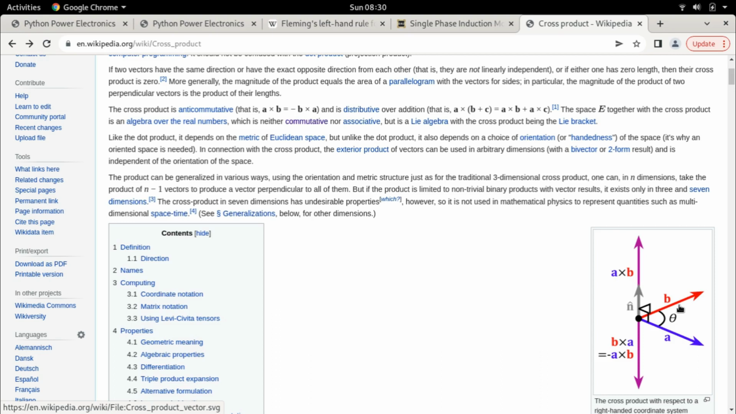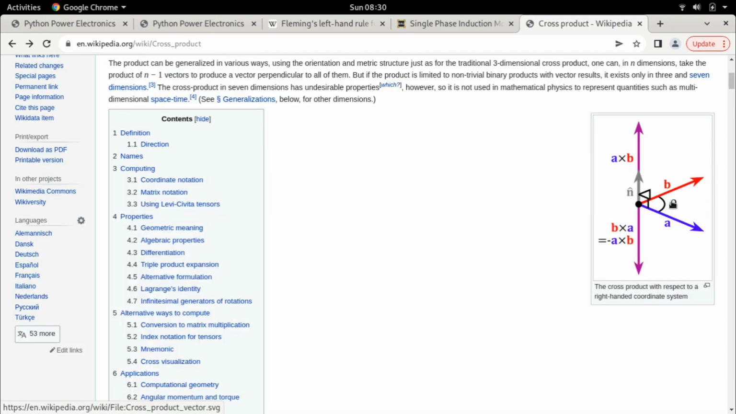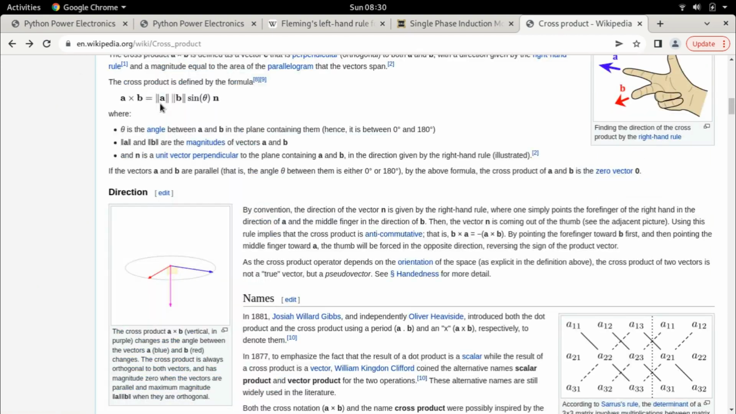Now, the question then arises, number one, what is the magnitude of this vector, A cross B? And this magnitude, A cross B, is equal to the magnitude of the two vectors multiplied by the sine of the angle between them. Alright? So, if these two vectors A and B are at 90 degrees to each other, the sine of the angle is maximum, which is 1. And in which case, the cross product is the strongest, right? Because then the cross product is merely the product of the magnitude of the two vectors.